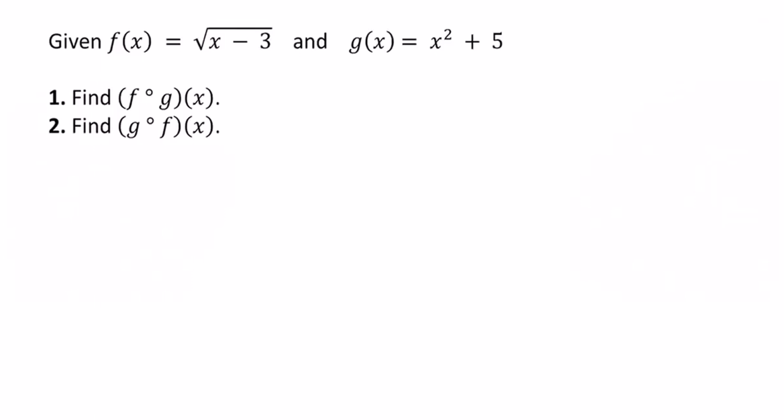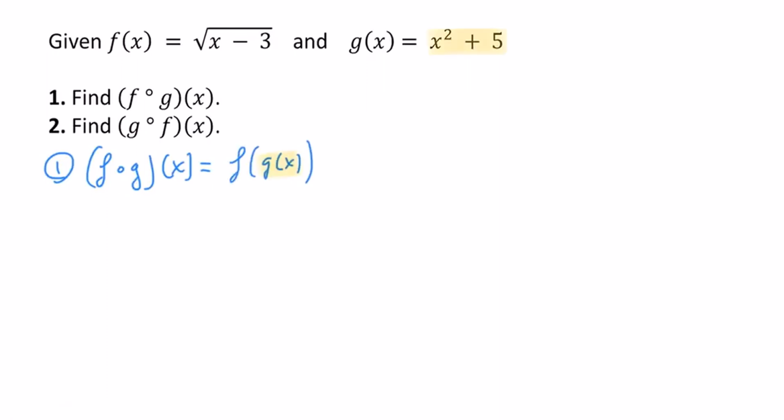Given f of x is equal to the square root of x minus 3 and g of x is equal to x squared plus 5, we want to find f circle g, and then we want to find g circle f. So let's start with the first one. F circle g of x. So f is the outside function, g is the inside function. So this is f of g of x.